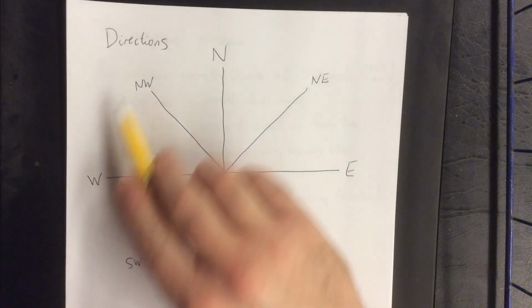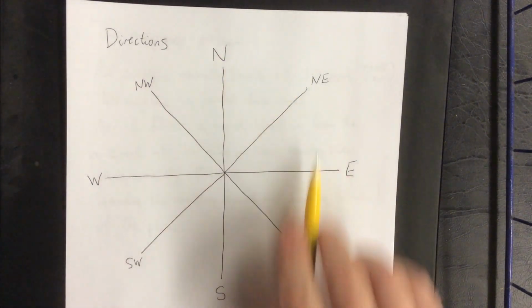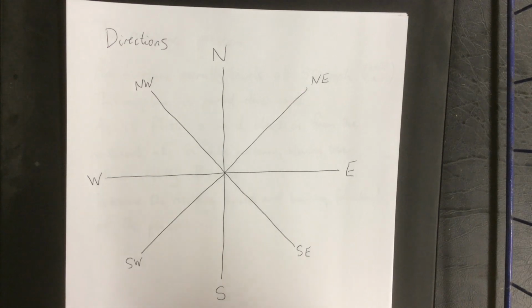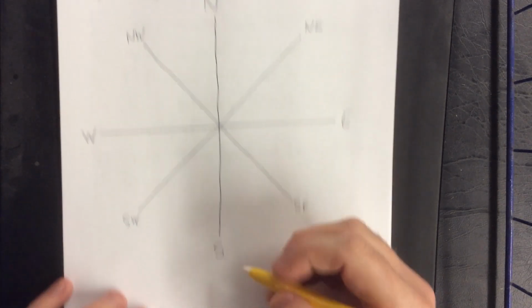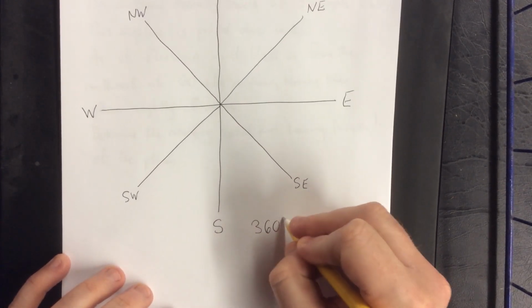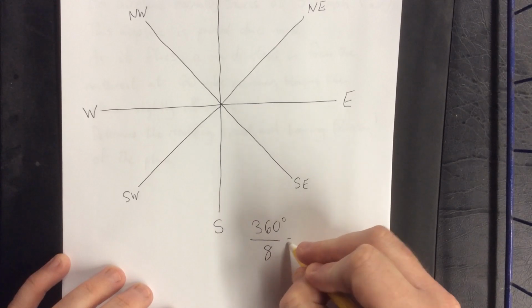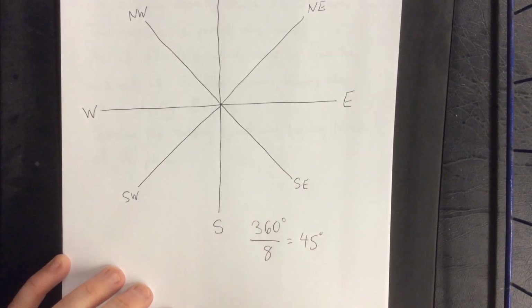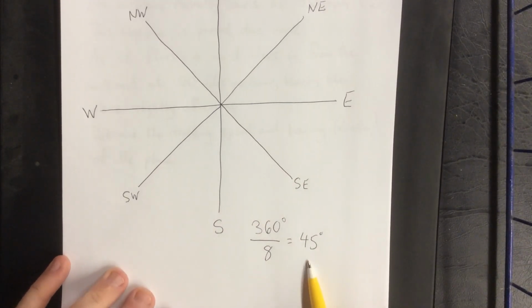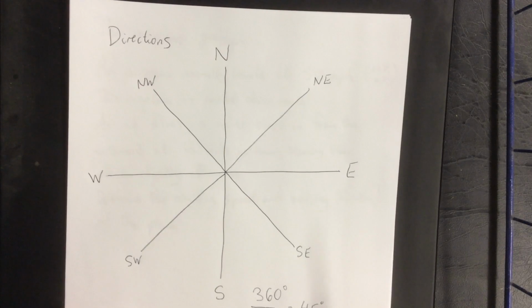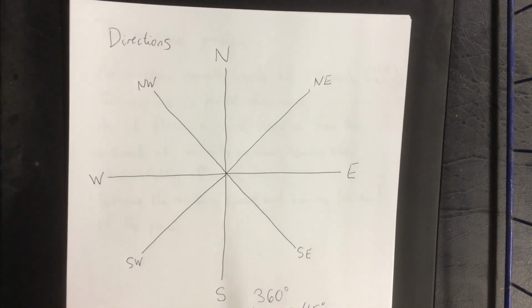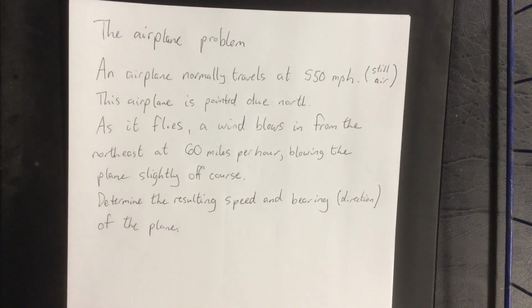Now with that in mind, you'll notice that these 8 directions will take our unit circle or Cartesian plane or whatever you want to call it and slice it up into 8 equal slices. So if we take the entirety of 360 degrees and divide it 8 ways, the angles in between any of these 2 consecutive directions will be a 45-degree angle. Now that's going to come into play because we're going to see some polar representations of vectors in the following problem known as the airplane problem.